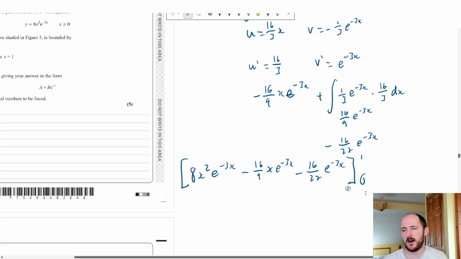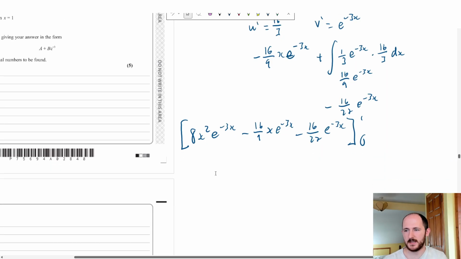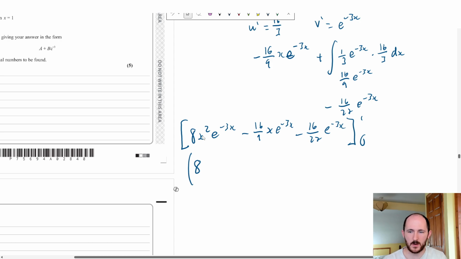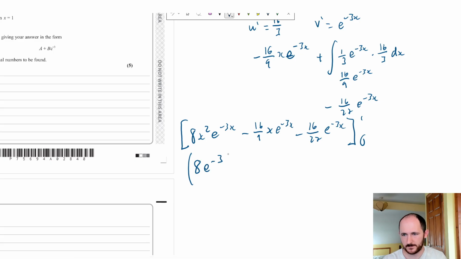Now the bad news is we have to sub in 0 as well, but the good part of that is all of that goes to 0, so that's not too bad. Is there anything else we need to do? No, we just need to sub it in. Okay, so we get 8, because if we sub in 1, we get 1 squared, so that's 8 e to the minus 3 times 1, so that's e to the minus 3. Same thing here, we get minus 16 over 9 e to the minus 3 again. And then minus 16 over 27 e to the minus 3 again.